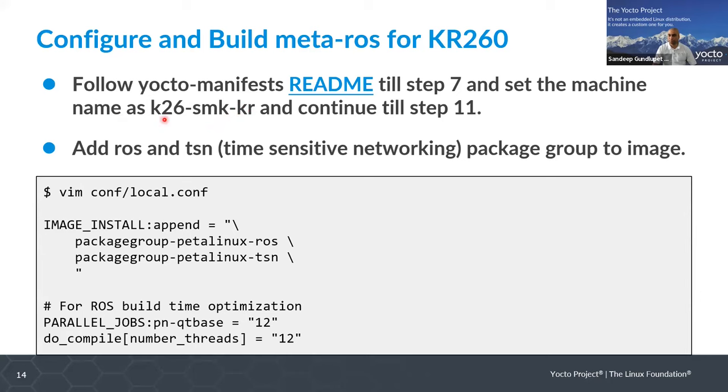And once you set the machine name, you need to enable ROS and TSN. Those are the two package groups we enable for the KR260. Basically, it is a bunch of ROS 2 Humble release packages from the meta-ROS layer, and TSN provides the basic time-sensitive networking. But in order to test TSN with ROS, you need two KR260s with SFP connectors, where one acts as a publisher and one acts as a subscriber, and they can talk to each other via the connectivity. Since ROS depends on a lot of Qt packages, it takes a lot of time to build all the ROS packages. So in order to do some build optimization here, you need to set a smaller number of cores for Qt base, or else your machine can blow up.